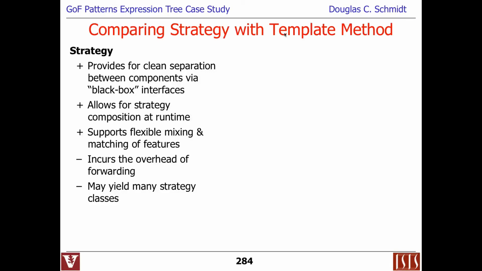All right, so here's the comparison and contrast of strategy and template method. And once I give you the overview, I'll tell you why it's significant. So strategy gives you a nice black box abstraction. And what that means is a good example of a black box use of strategy is the way in which you pass functors into STL algorithms.